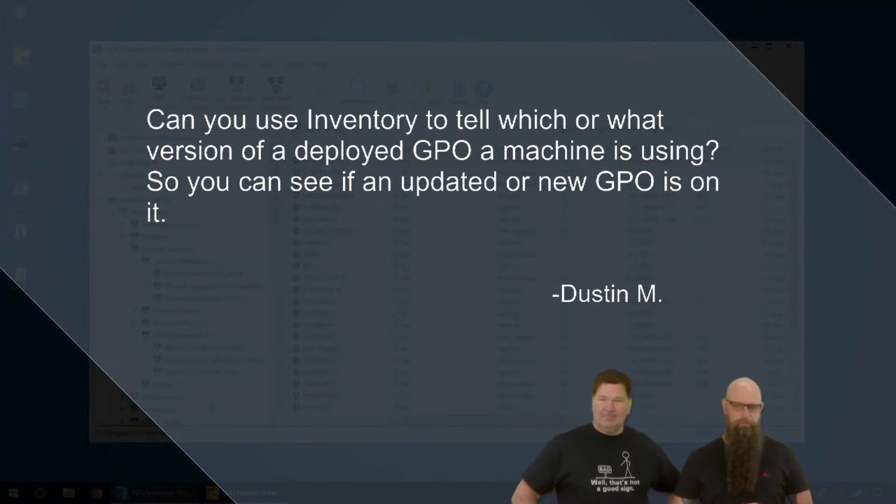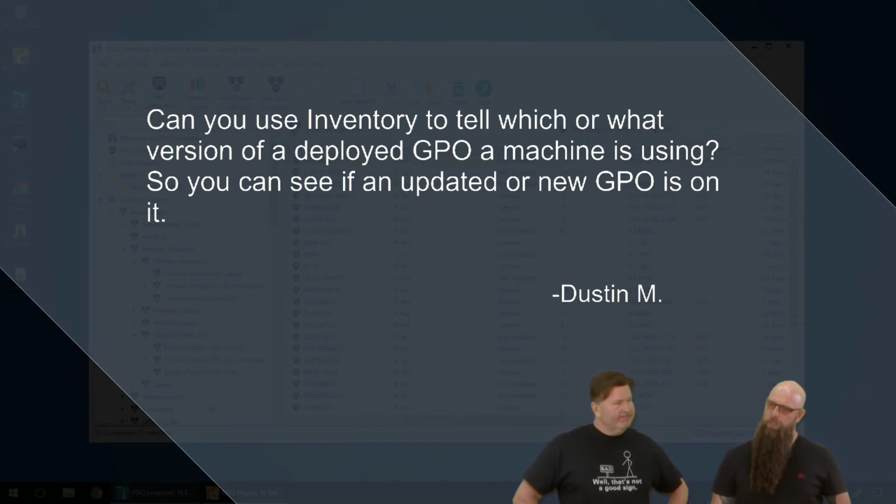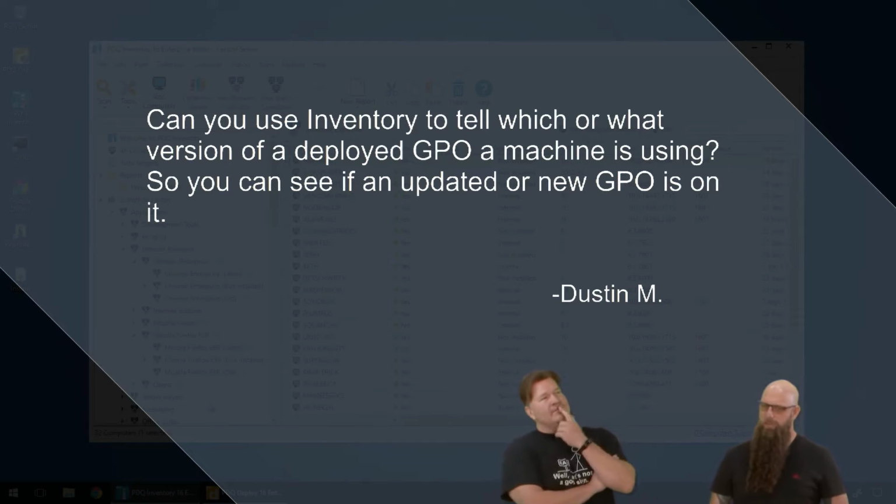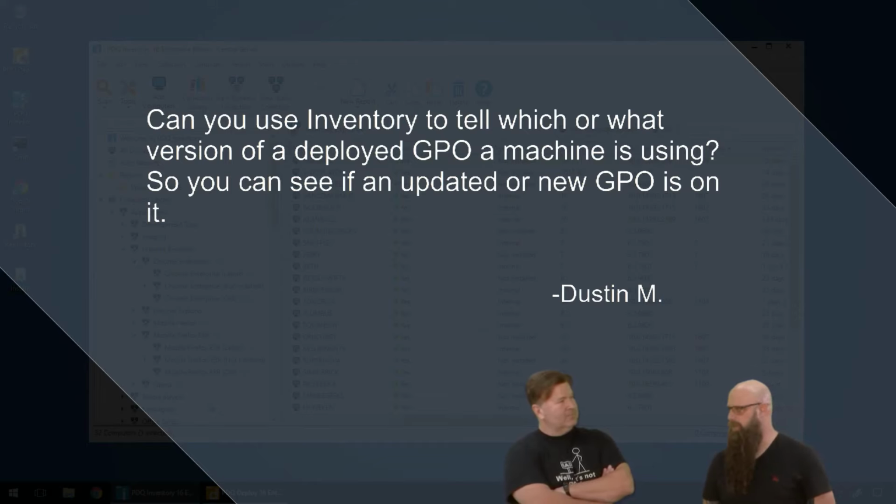Dear Shane and Lex, can you use Inventory to tell what version of a deployed GPO a machine is using, so you can see if an updated or new GPO is on it? Thanks, Dustin M. Oh, I wish you would have asked that question when Moskowitz was here. There's an area in the registry where you can run a registry scanner to find out the GPOs that are applied. I'm not sure about versions though.